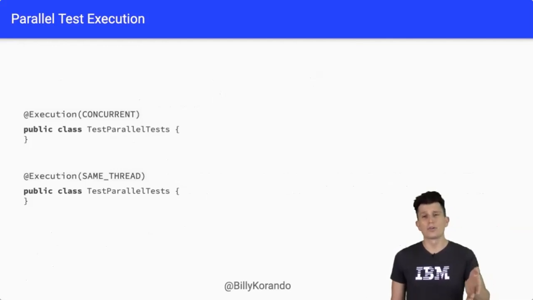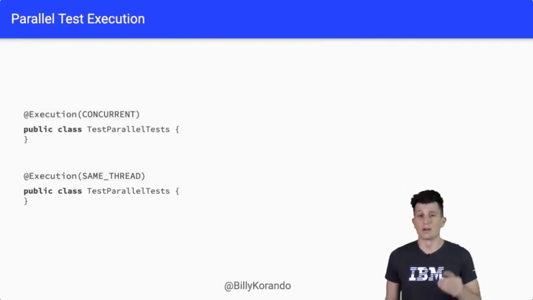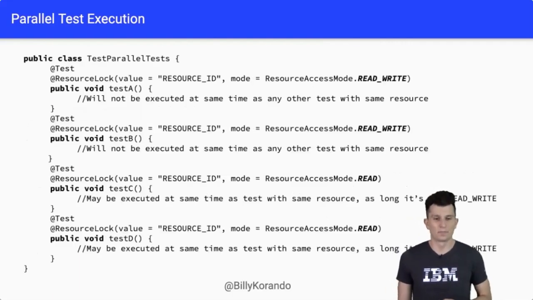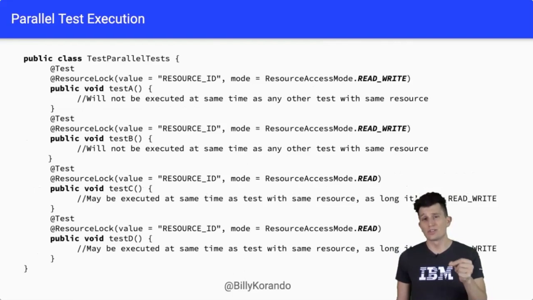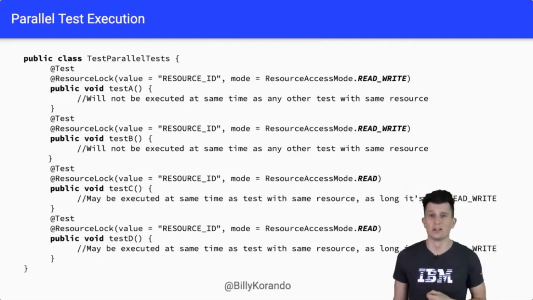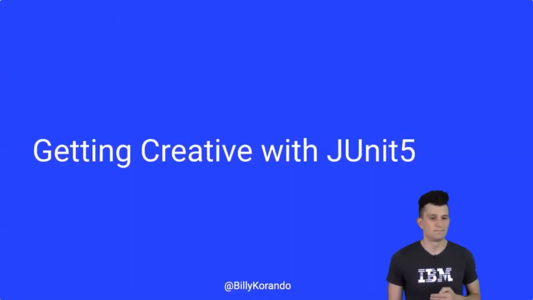You can also further configure how tests will be executed through the execution annotation. So concurrent, again, will allow tests to run concurrently, while each test within the same thread runs serially within that test class. If there's some sort of resource underlying some test, you can also add the resource lock annotation to modify how those tests will be executed and when they can be executed in parallel. Read-write cannot be executed in parallel. Reads can be executed in parallel, but not at the same time as a read-write.